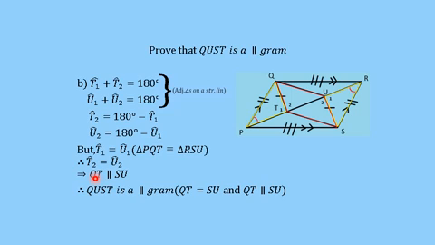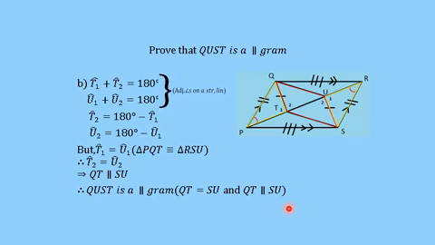It implies QT is parallel to SU because T2 and U2, I mean angle T2 and angle U2, they are alternating angles. And because they're alternating angles, it means QT is parallel to SU. Now you conclude that QUST is a parallelogram because QT equals SU and QT is parallel to SU.